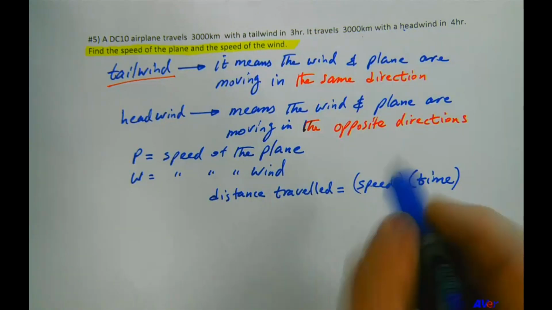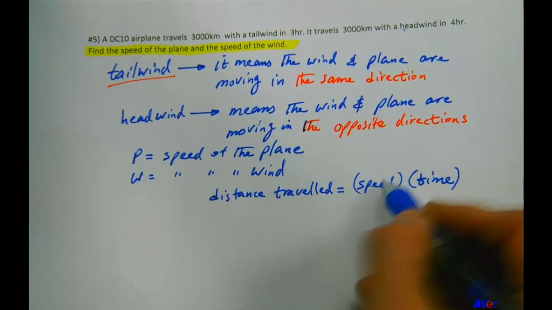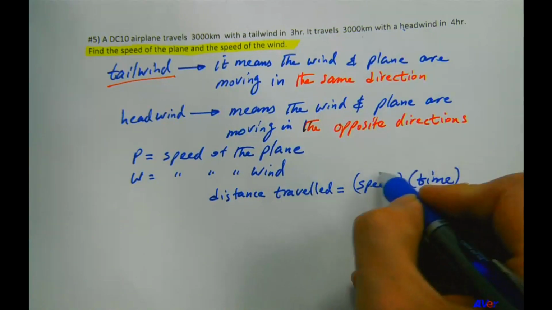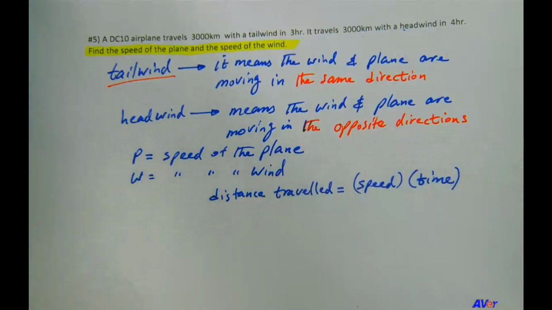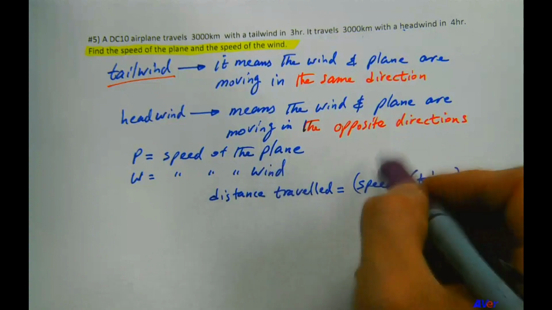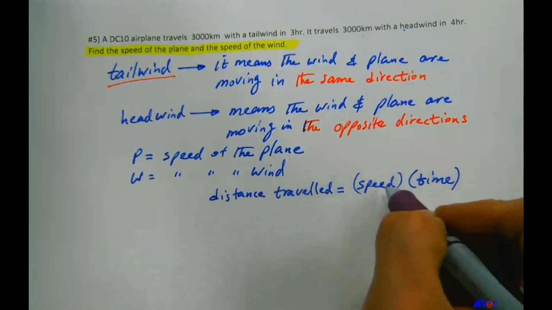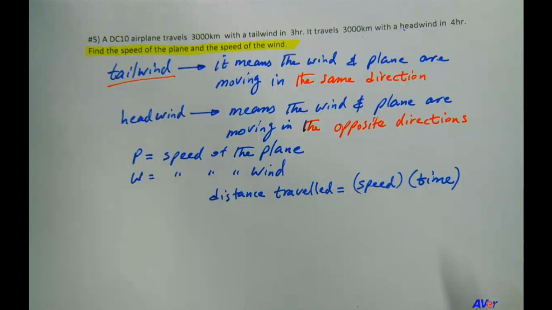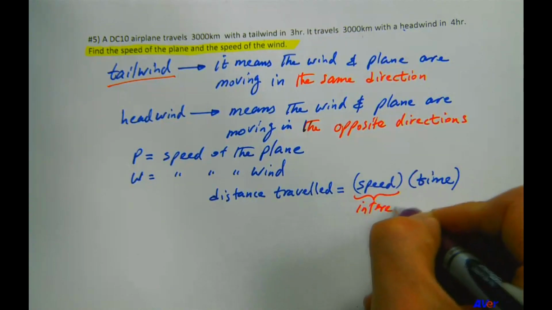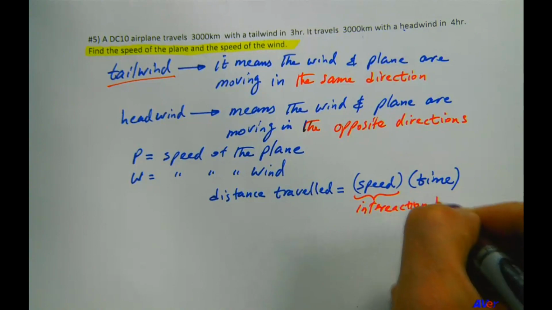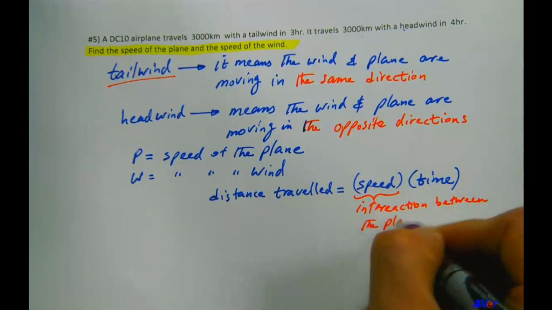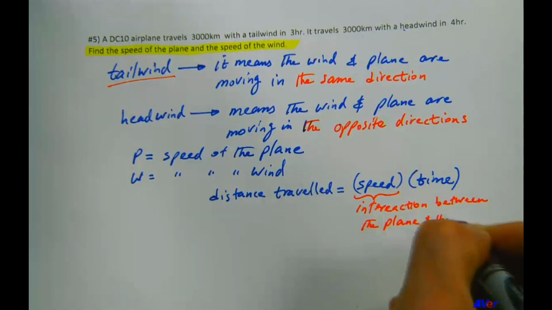So let's see. This speed here is the speed of the plane and the wind, because they're interacting. Speed here is the interaction between the plane and the wind.